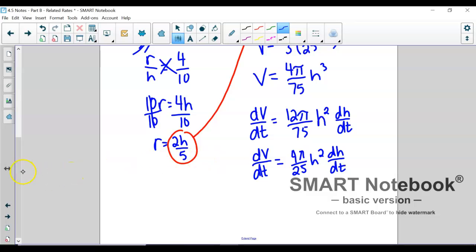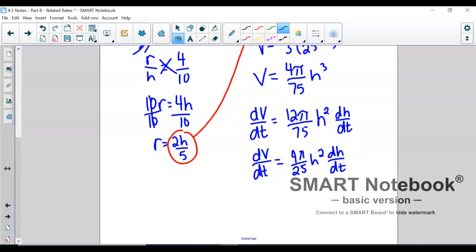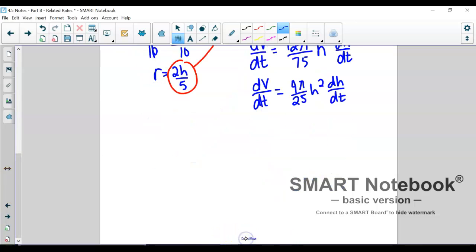And so we are looking for dh/dt. We know that dV/dt is 3 cubic feet per second, because that's the rate the water is being drained. And actually it's going to be negative, so we've got -3 goes right here. We've got 4 pi over 25. We're looking for dh/dt, so we're not going to replace it. We do need to know our h in this particular case.